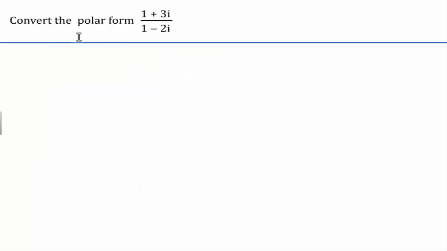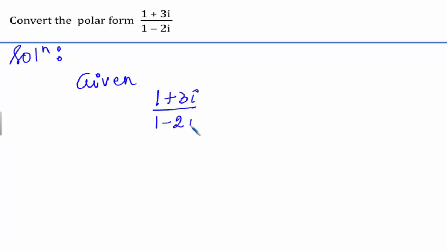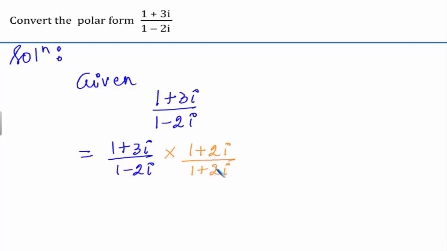In this question, we need to write the given complex expression in polar form. Let us begin with the solution. The given complex expression is 1 plus 3i divided by 1 minus 2i. First, let us write this in the standard form. So this will be equal to 1 plus 3i divided by 1 minus 2i, and we are going to multiply the numerator and the denominator of this expression by the conjugate of the denominator, that is 1 plus 2i.